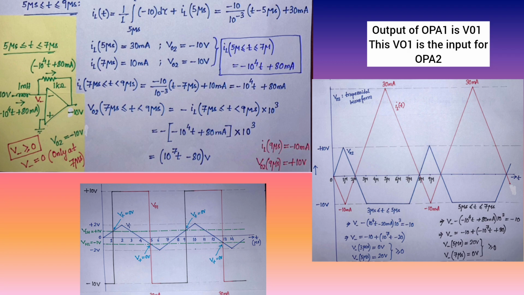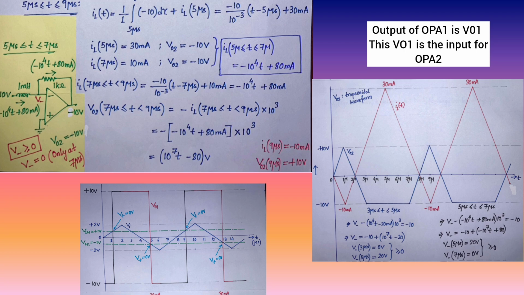Similarly, at 5 microsecond my inductor current was 30 milliampere, because inductor current cannot change instantaneously, but my input has already flipped from plus 10 volt to minus 10 volt. So my inductor current is going to fall linearly. At 5 microsecond it will be 30 milliampere, and at 7 microsecond it will be 10 milliampere. Even while this 30 milliampere flows, my output voltage VO2 will stay at minus 10 volt up to 7 microsecond, because the op amp is already in saturation.